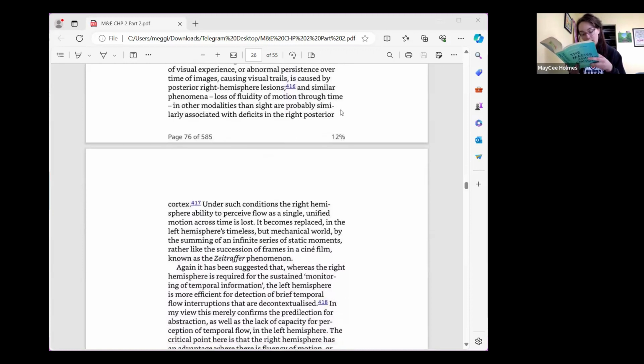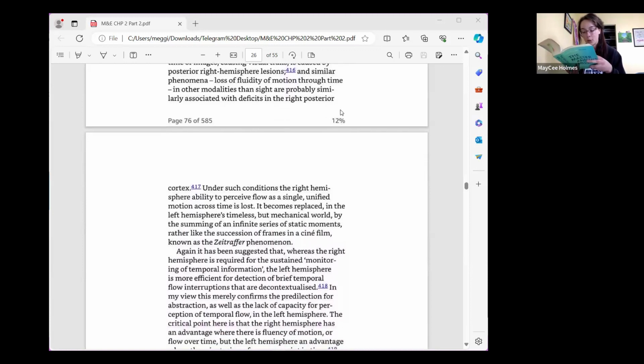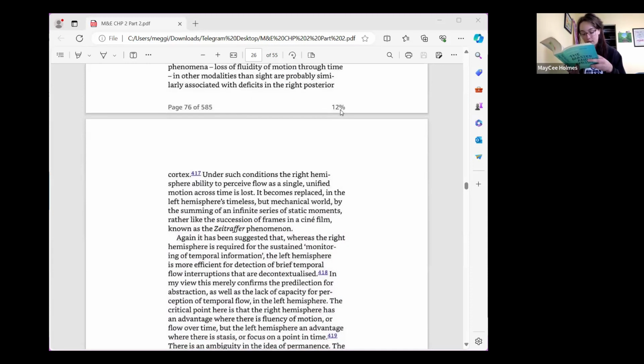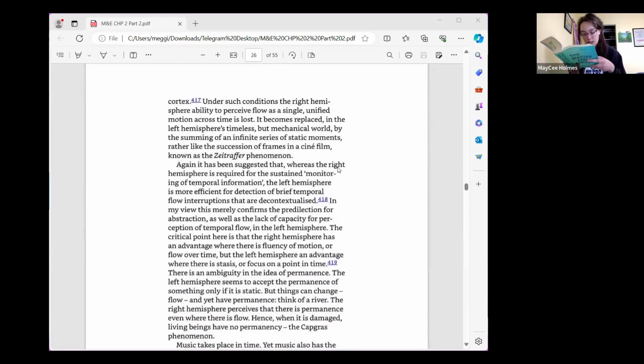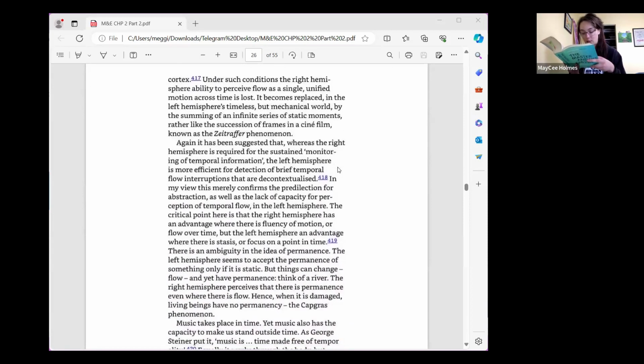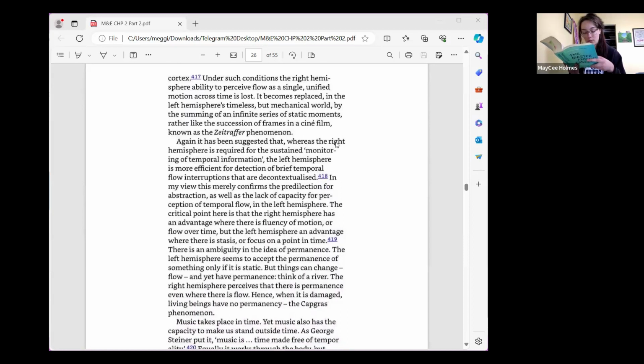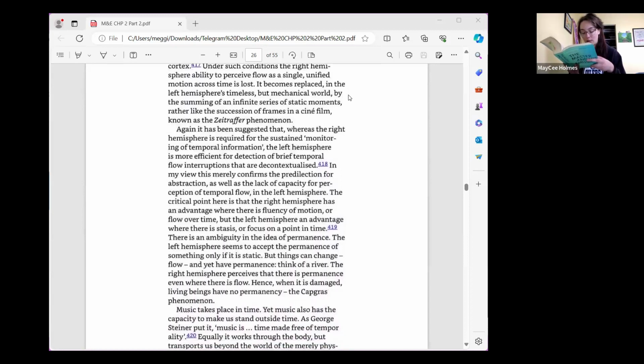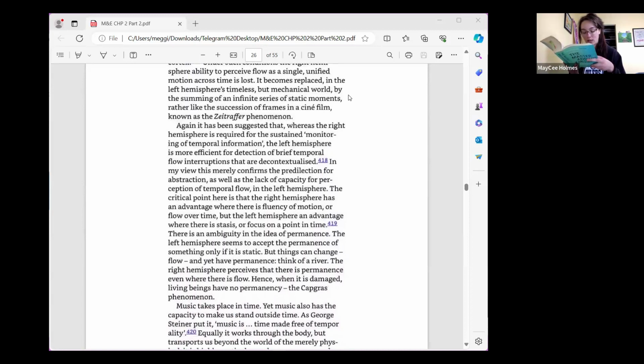And similar phenomena, a loss of fluidity of motion through time, in other modalities than sight are probably similarly associated with deficits in the right posterior cortex. Under such conditions, the right hemisphere ability to perceive flow as a single unified motion across time is lost. It becomes replaced in the left hemisphere's timeless but mechanical world by the summing of an infinite series of static moments, rather like the succession of frames in a cinema film, known as the Zeitraffer phenomenon.